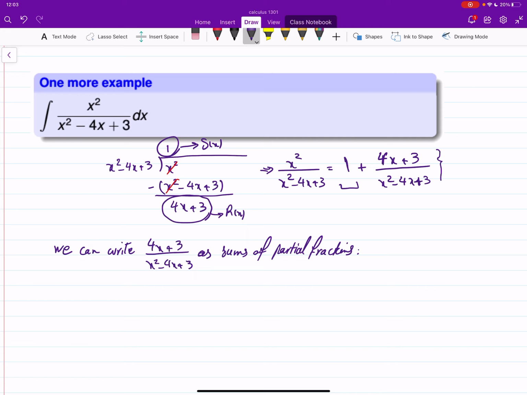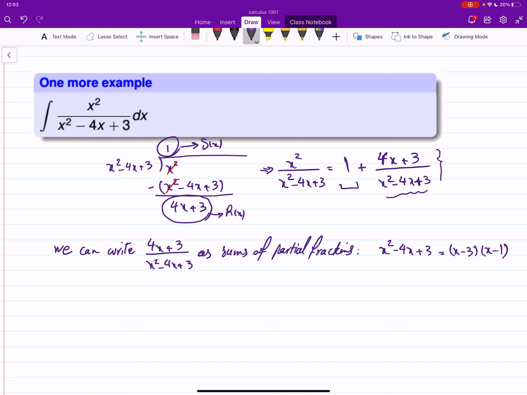What would be the starting point? Look at the denominator. Factor the denominator. So here I have two things. When you add up, you get negative 4. When you multiply, you get 3. So this is x minus 3, x minus 1.